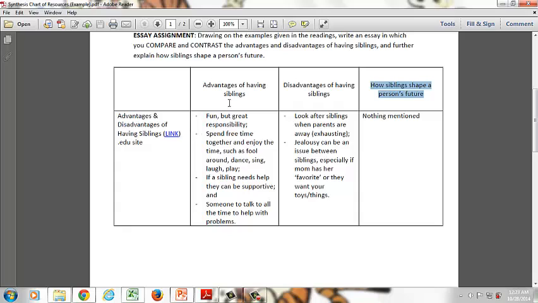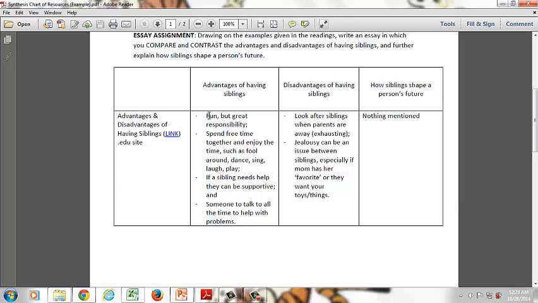This article, it had a lot of really good stuff on advantages. It says, the good thing about having siblings is that they're fun, they're great responsibility, you get to spend free time with them, play, dance, fool around, sing. If you need your siblings, they're there to be supportive, and if you need someone to talk to, they can help you with your problems. So that gave some really good information.